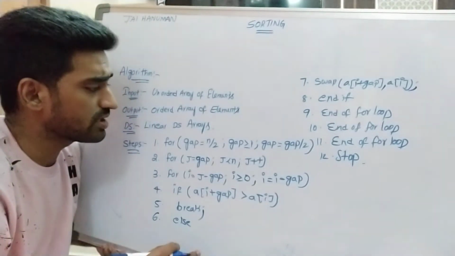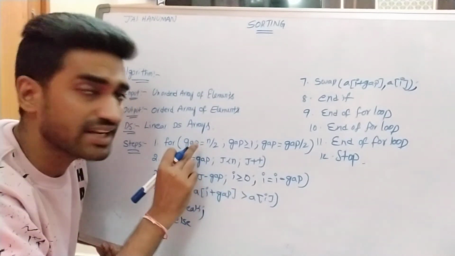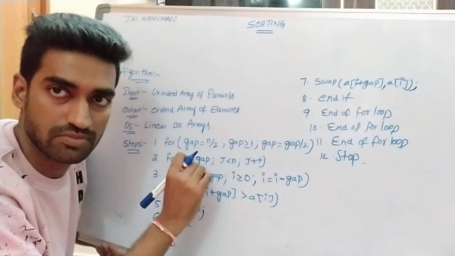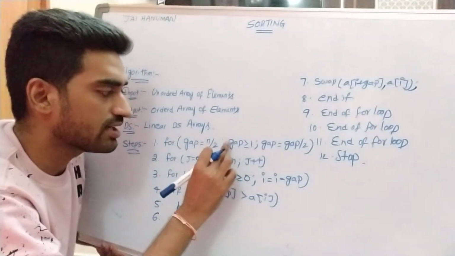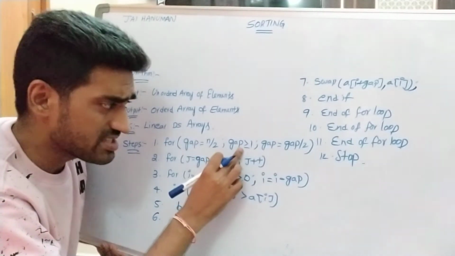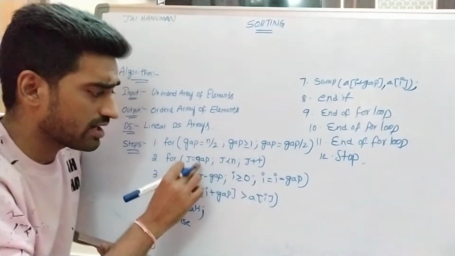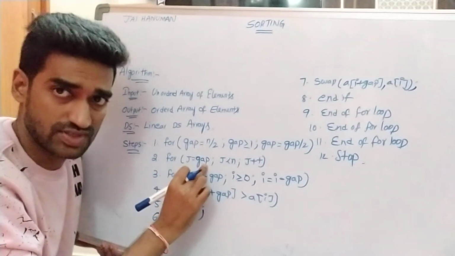First of all, we are calculating the gap value. So gap is equal to n by 2. Here n is nothing but the number of elements in the array, divided by 2. After calculating the gap value, we check the condition: gap value is greater than or equal to 1. Once this condition becomes true, we enter this loop. In this loop, the gap value is assigned to j.